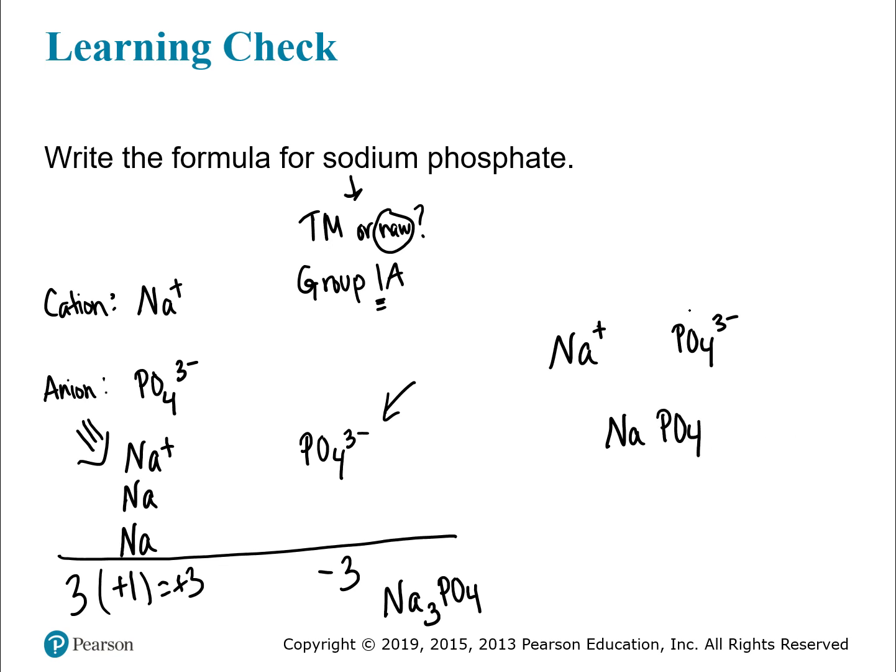With the cross method, there's an implied 1 for the sodium. We don't need to write that here, but we do need to be concerned with that 3. So we get the same answer.